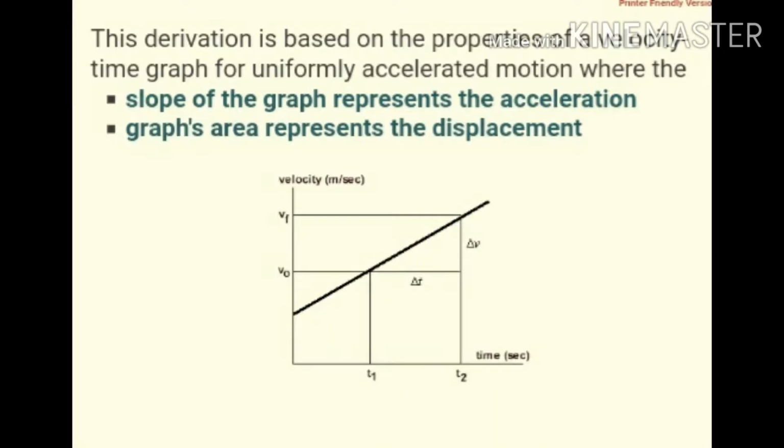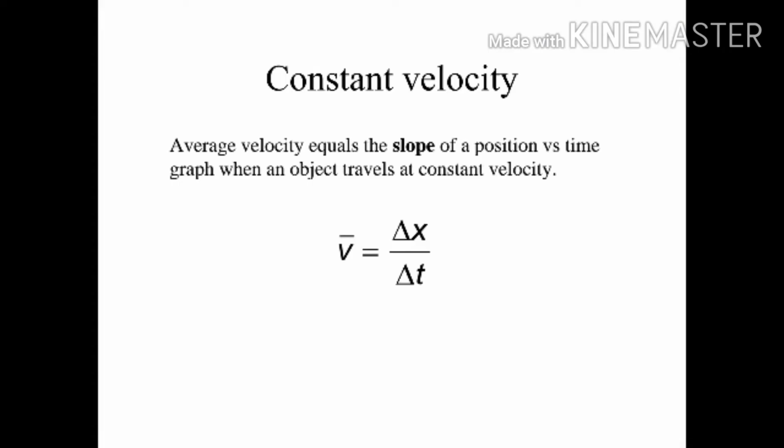Now move to the derivations. So this derivation is based on the properties of a velocity time graph for uniform accelerated motion, where the slope of the graph represents the acceleration, and the graph's area represents the displacement, as you can see on the diagram on the screen. Now move to some basic terms.